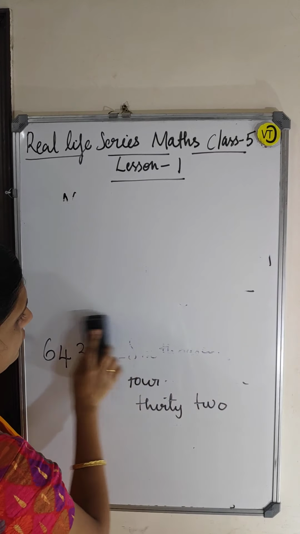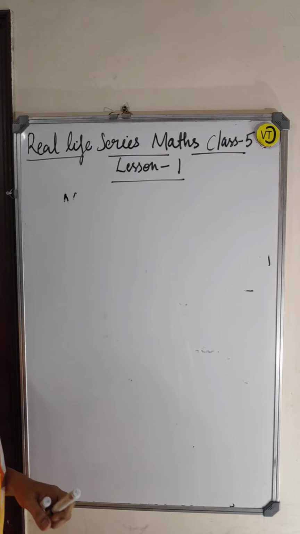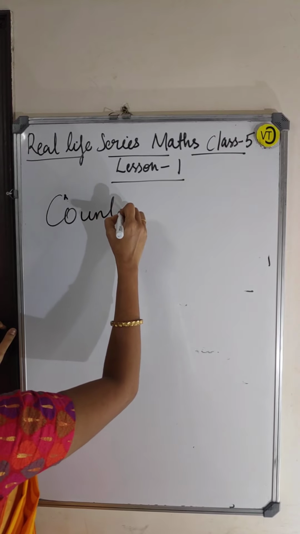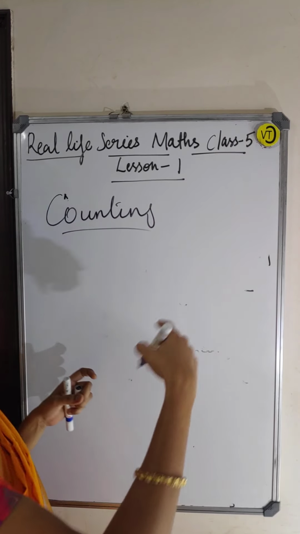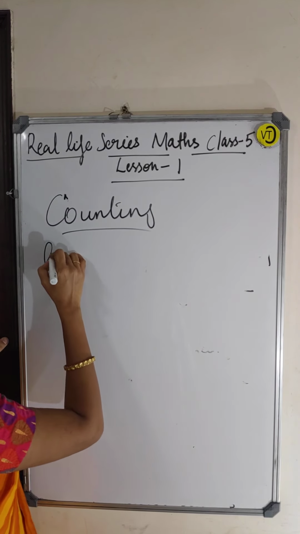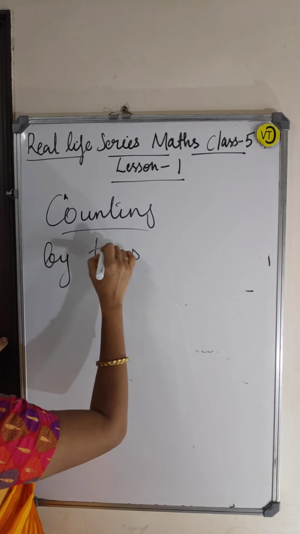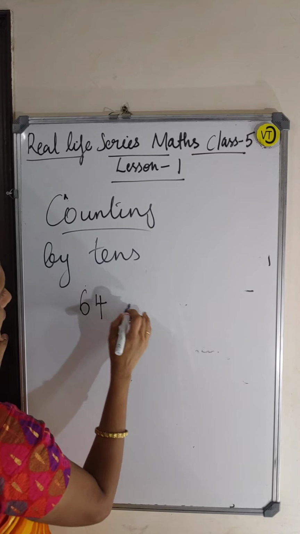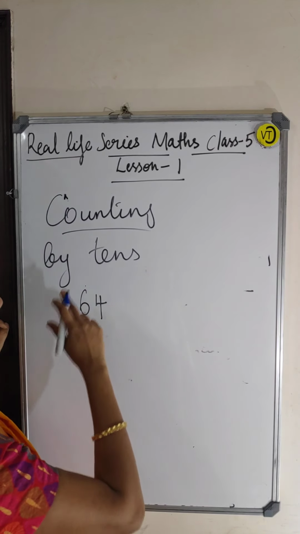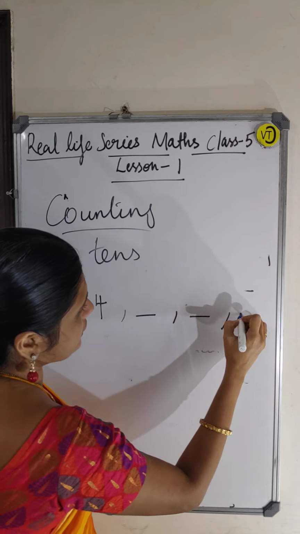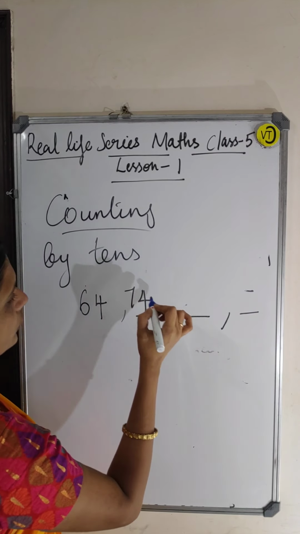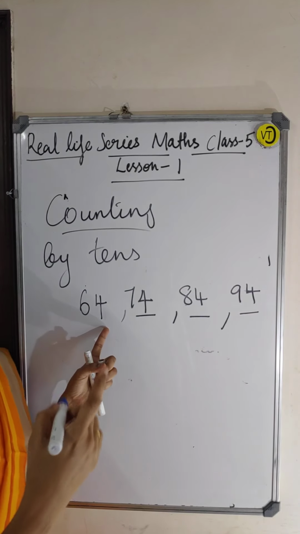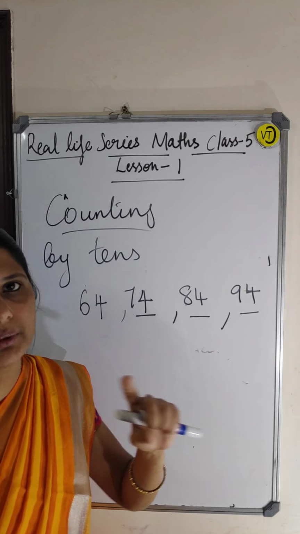Number names you know. Okay. The next thing is counting. Do you know what counting is? Counting means counting by tens. For instance, 64 is there. Counting by tens means 64, then 74, 84, 94. This way you have to add 10, 10, 10 to each number.